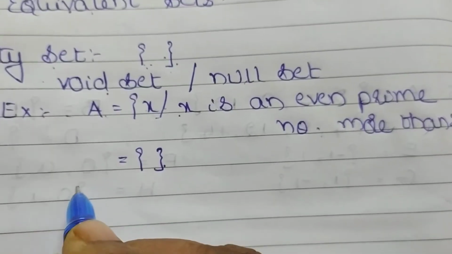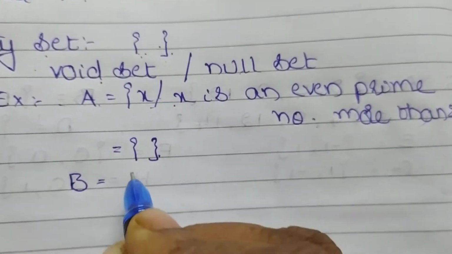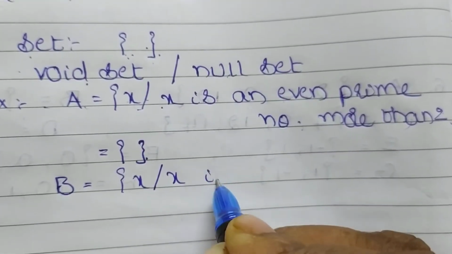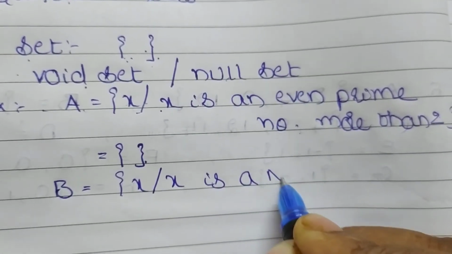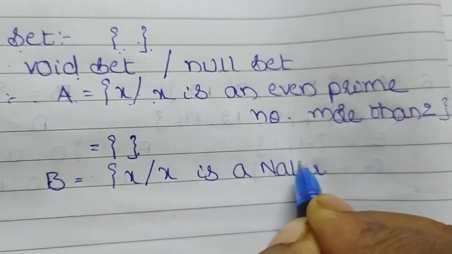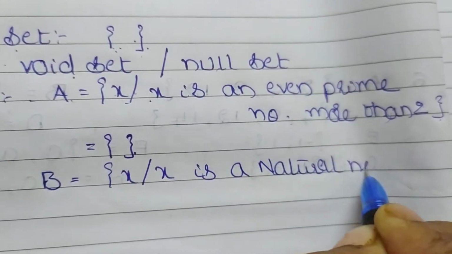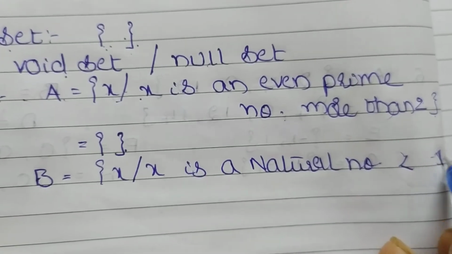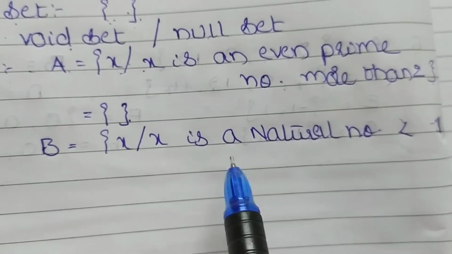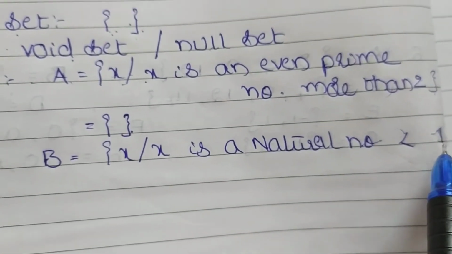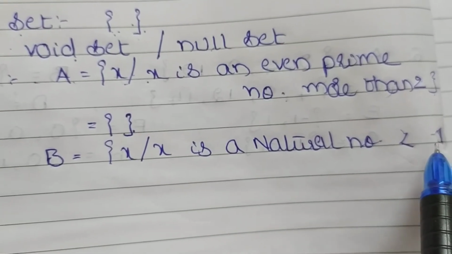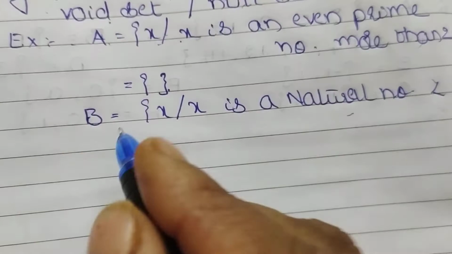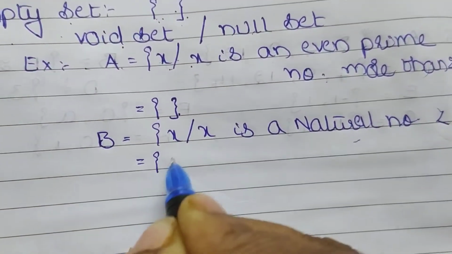Suppose I take B equals x such that x is a natural number less than 1. Is there any natural number less than 1? We know that the natural numbers start from 1. So there won't be any natural number less than 1. So B also is an empty set.